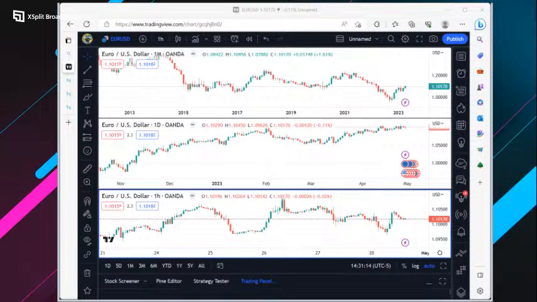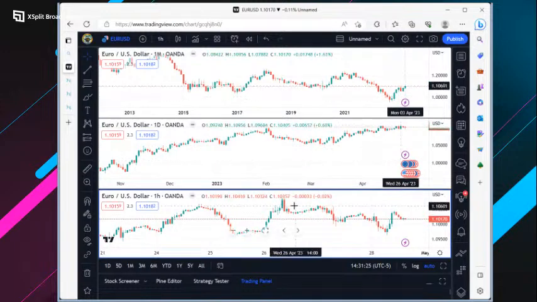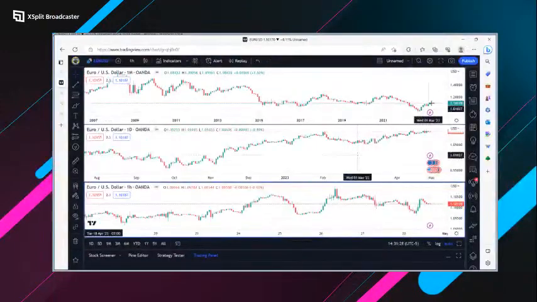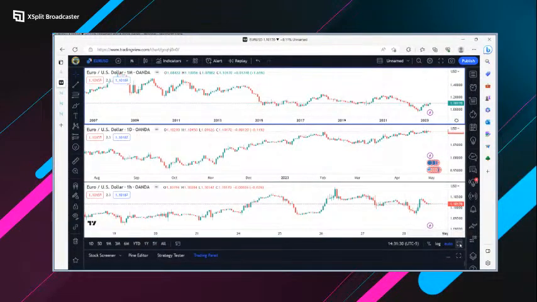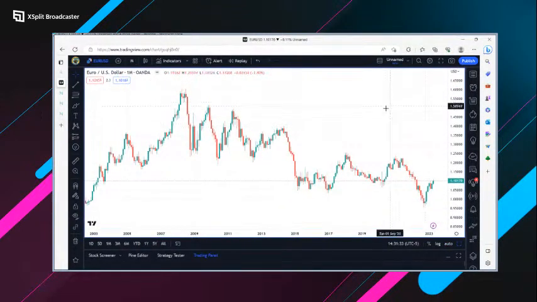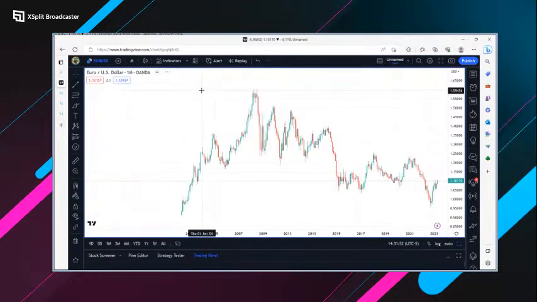Okay, with that out of the way, let's jump into it. This is the Euro USD monthly. We've got the daily and the 1 hour time frames as well. The monthly time frame is for direction. We'll use trend lines and Fibonacci, look for support and resistance, and look for U-turns on this monthly time frame to help give us our direction.